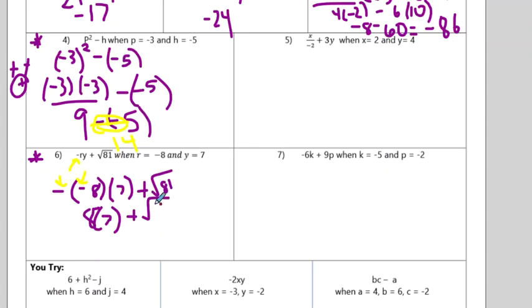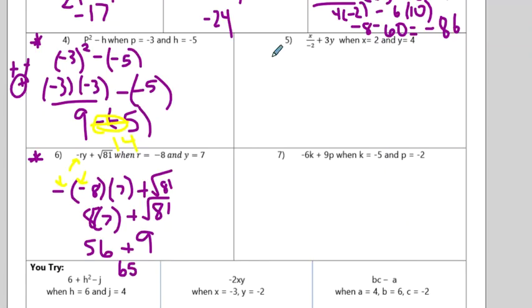So what is 8 times 7? 8 times 7 will give me 56 plus square root of 81 is 9. And 56 plus 9 is 65. And that's my final answer.